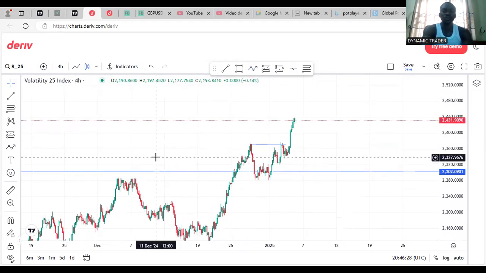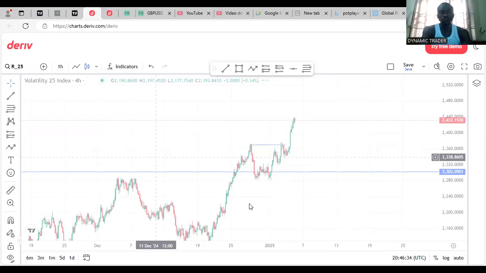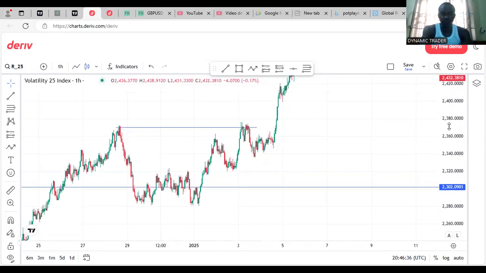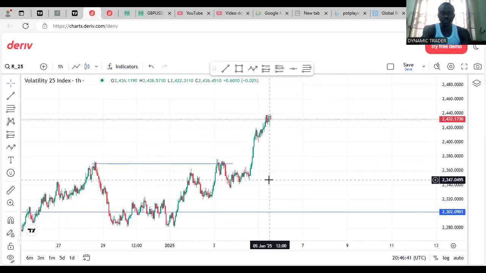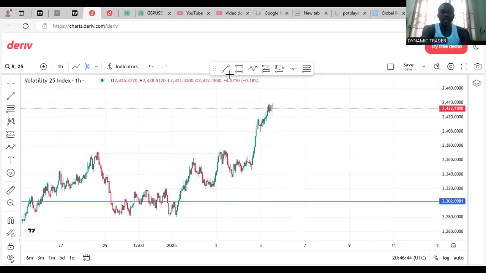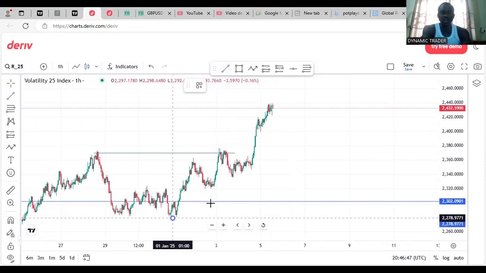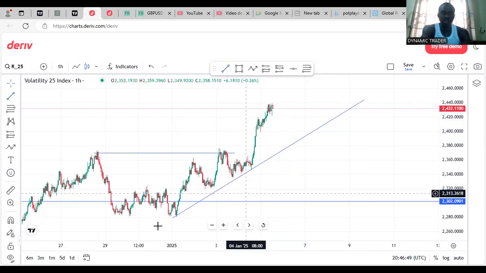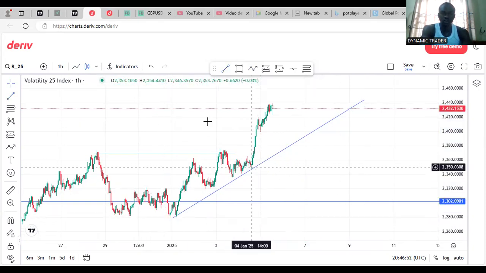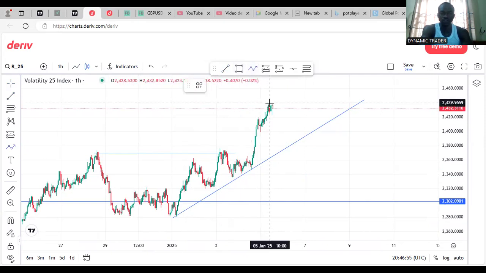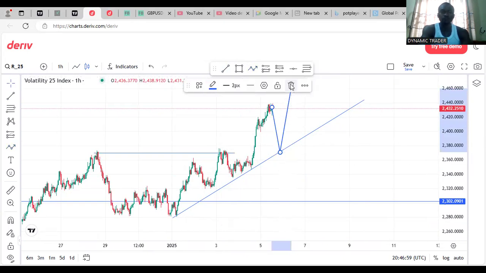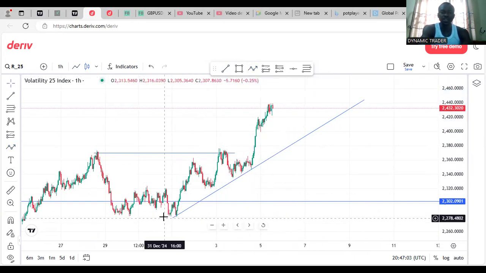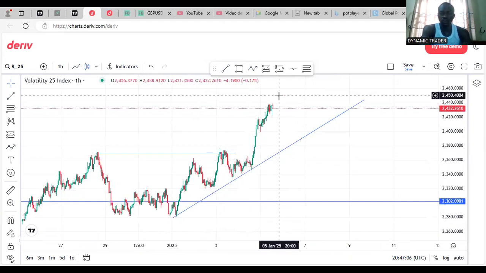So the next line of action is to go to the 1-hour time frame to see what the price is doing. On the 1-hour time frame, we've been able to see that the market has broken structure, so we're waiting for a little retracement and continuation to the upside. And if you draw a trend line to the upside, you can see that we've done a first touch, a second touch. So we're expecting a third touch, then continuation to the upside.